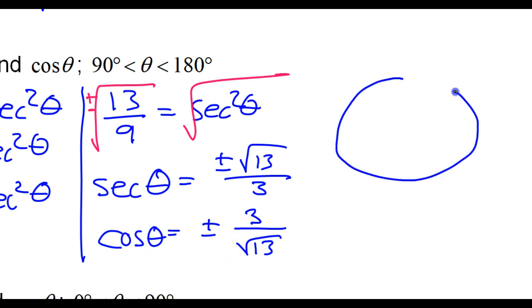So take a glance at our diagram of a unit circle. The direction said between 90 degrees and 180 degrees. Well, there's 90 degrees, there's 180 degrees. So we are talking about the second quadrant. And cosine is going to be negative over here, because on the unit circle, cosine is the x value, and x values are negative over here to the left. So we will just call it negative 3 over radical 13.